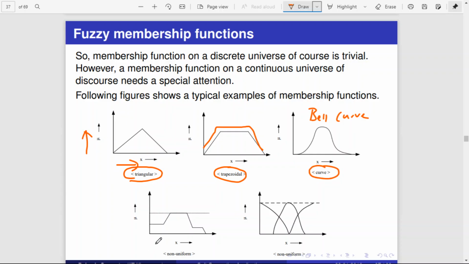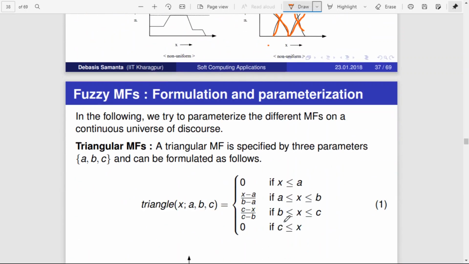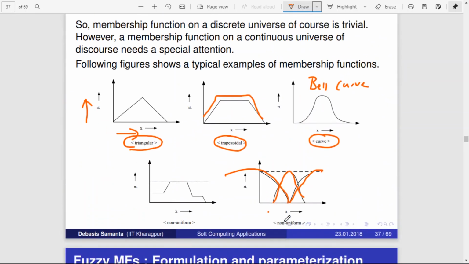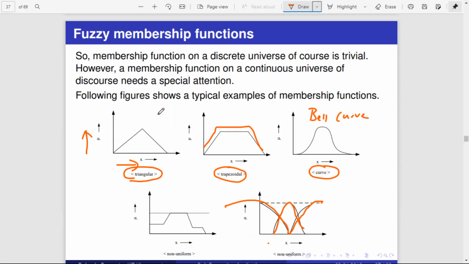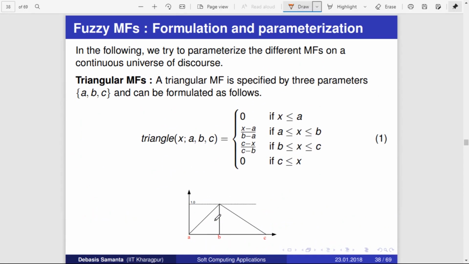If the membership function is like this, then it is called a non-uniform membership function. This is also an example of a non-uniform membership function. Another thing you can observe here is that this is open left, this is open right, and this is the closed one. So through the graph we have discussed membership functions: how the triangular, trapezoidal and curve membership functions look. Now let us try to define them mathematically.